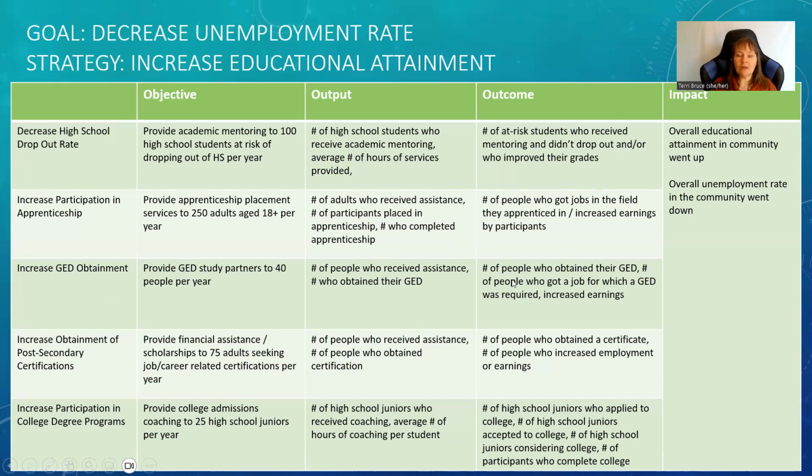So for increased GED attainment, okay, they received study partners. How many of them obtained their GED? That's an output, or it could be an outcome. And you're like, wait a minute, Terry. Well, if we say the number who obtained their GED and the goal is unemployment, then the outcome becomes who got a job for which a GED was required, and or they increased their earnings, right? So if we take the number who obtained GED, it's no longer the outcome, it's in fact now an output, then we'd need a different outcome. It can't be the output and the outcome. We served 100 people, 100 people were served. Therefore, the program was effective.